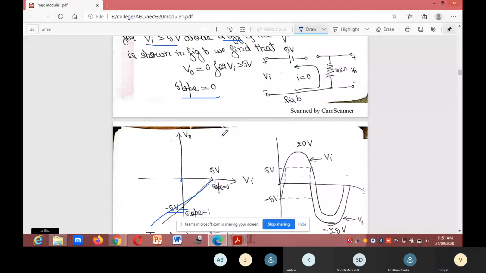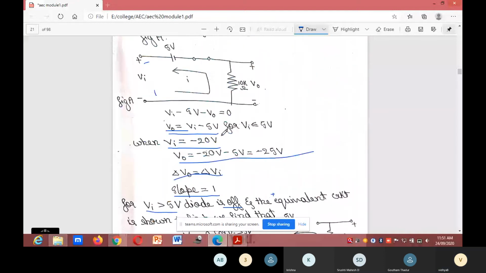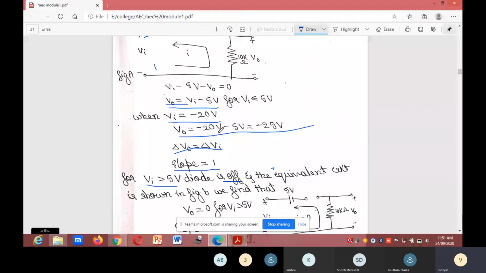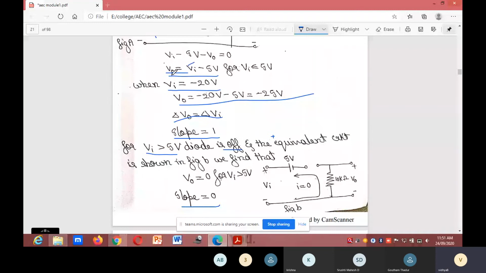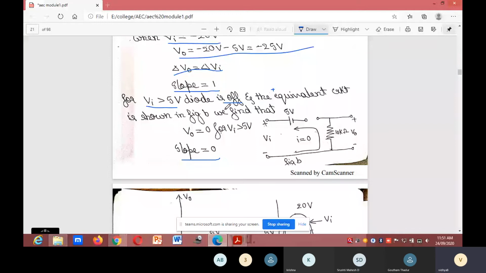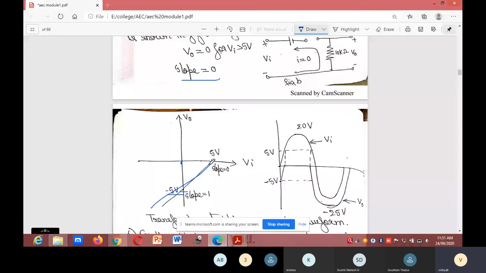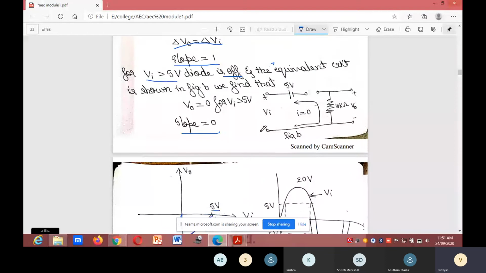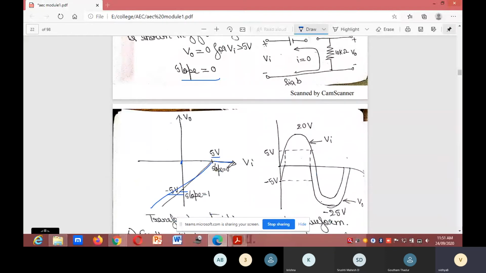When you make Vi 0, you'll get the output equal to -5. The output is equal to -5 and the slope is 1. And when Vi is greater than 5, the slope is 0. When it is less than 5, its slope is equal to 1. This is the transfer characteristics.